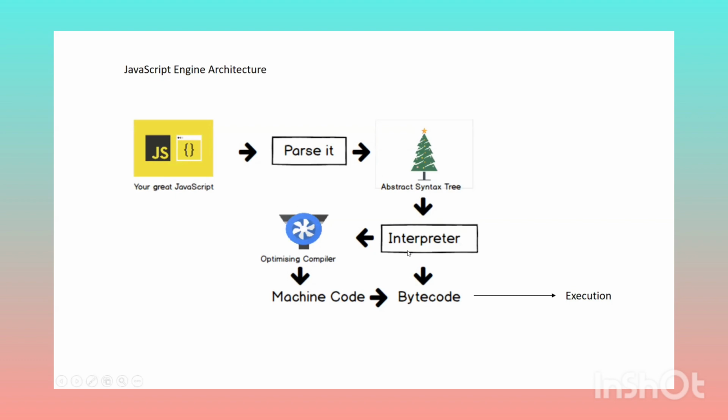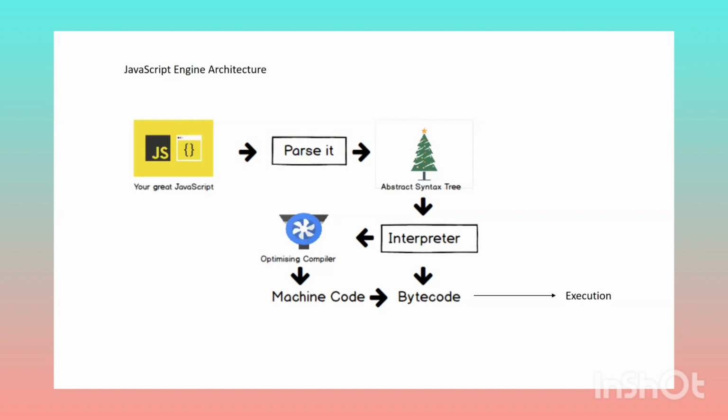So it takes the source code and it will try to compile it on the runtime. That's why we call this process just-in-time compilation. There are some JavaScript engines which support AOT, ahead-of-time compilation, also.